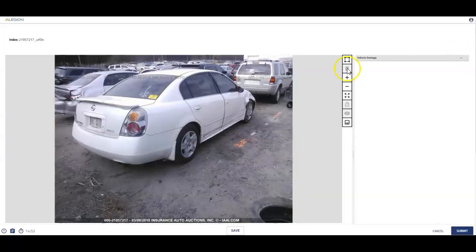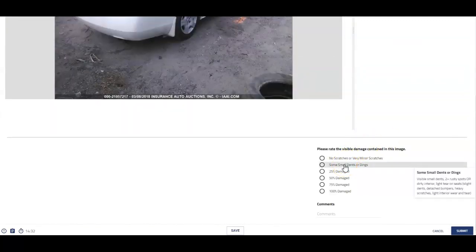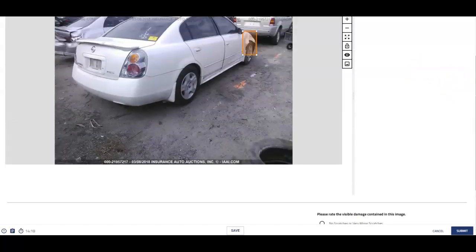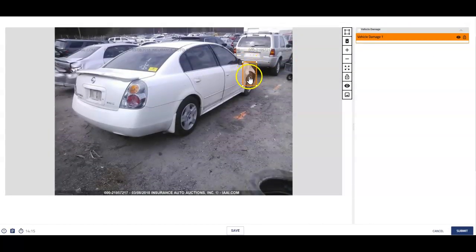Now in this case, obviously you can see that this part has got a heavy damage at this point here. Going to the classifications, this is obviously not a small dent. This is heavily damaged, so this obviously is a heavy damage. It is a visible part that is heavily damaged, and this obviously is not a slight damage. Therefore you would pick this as 25% damage.